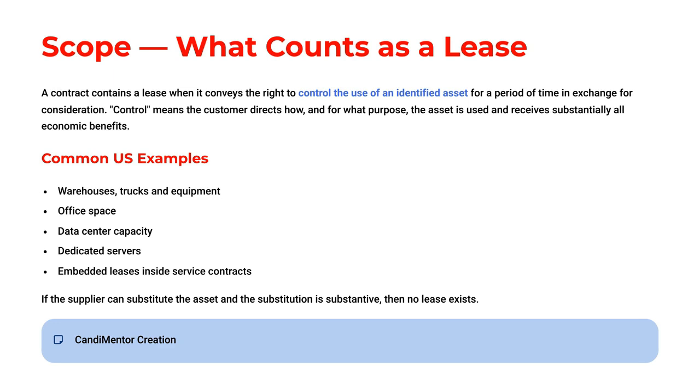Common U.S. examples include warehouses, trucks and equipment, office space, data center capacity, dedicated servers, and embedded leases inside service contracts. If the supplier can substitute the asset and the substitution is substantive, then no lease exists.